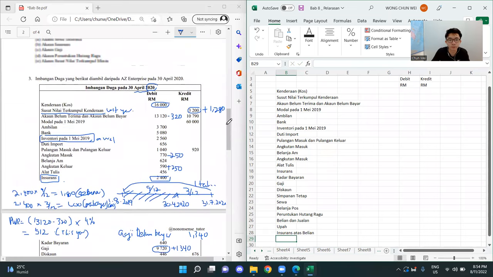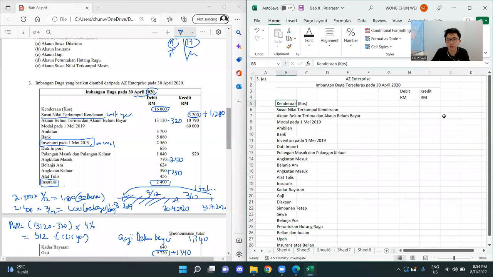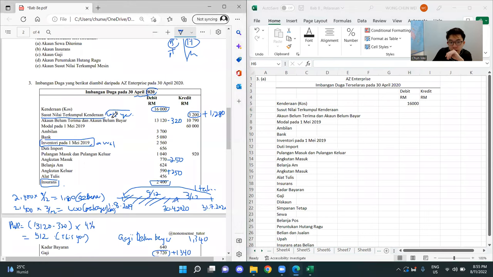Now you put it on the figure. So kenderaan 16,000. Okay, so you just put it back into the debit. Okay, now for susut nilai terkumpul kenderaan. Can you see it? I told you this is actually for last year.